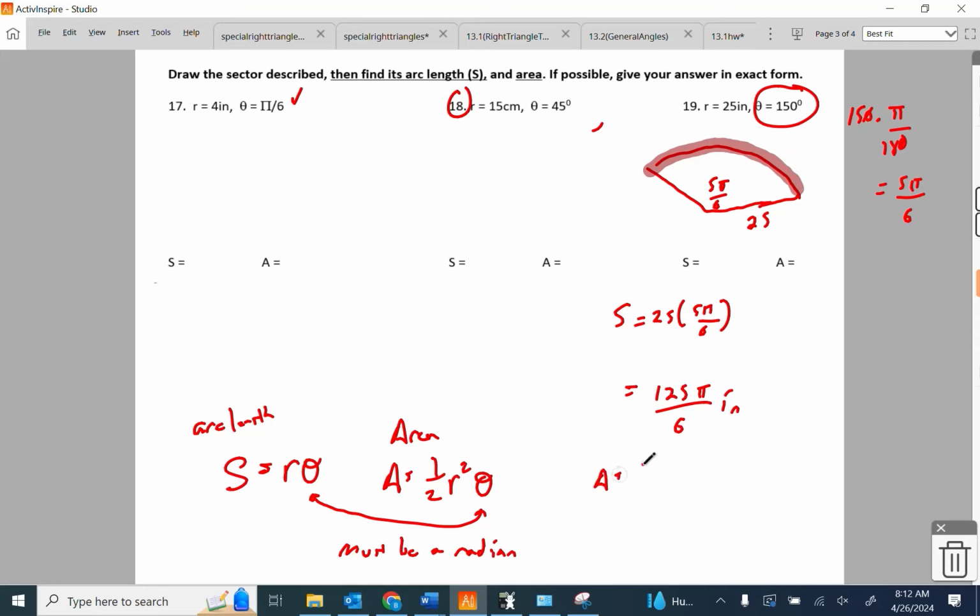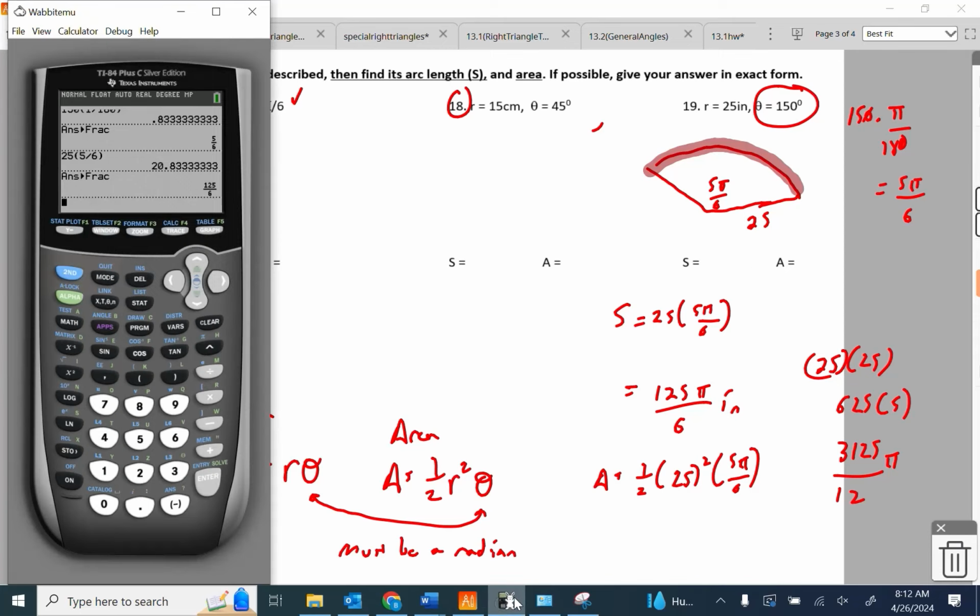Your area is going to be 1/2 the radius squared times the central angle 5 pi over 6. So if I take a 25 and I square it, I should get 625. Then I've got a 5 there. I should get 3,125. The bottom is going to be 2 times 6, which is 12. Don't forget about pi. 3125 over 12. That might simplify. I don't think it will, but it might be divisible by 3 and I'm just too tired.